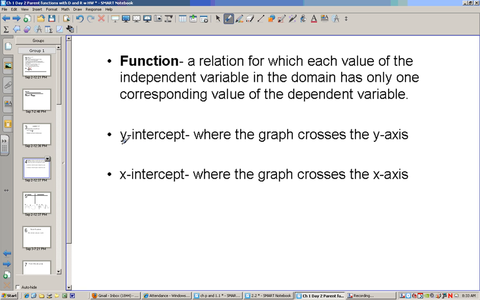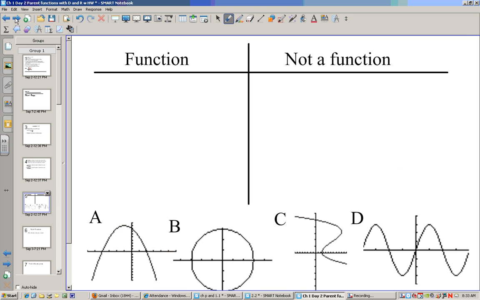Now, a function will have a y-intercept sometimes and an x-intercept. They don't have to have y- and x-intercepts, but a y-intercept is where the graph crosses the y-axis, and the x-intercept is where the graph crosses the x-axis. So a function is when every x value has only one y value.